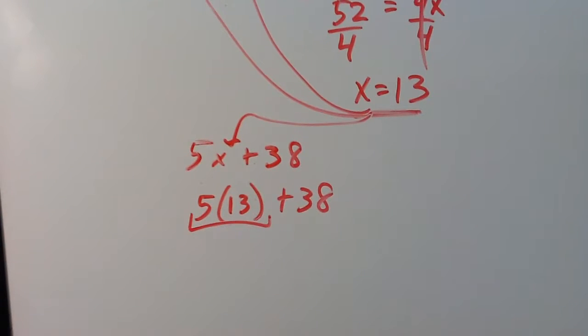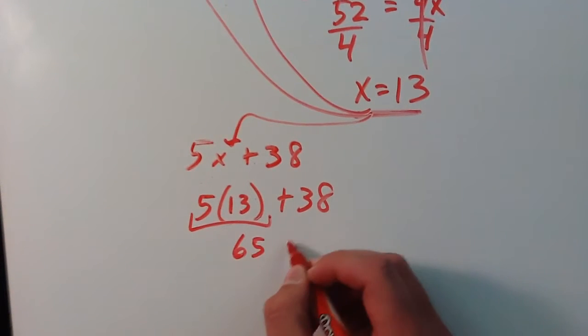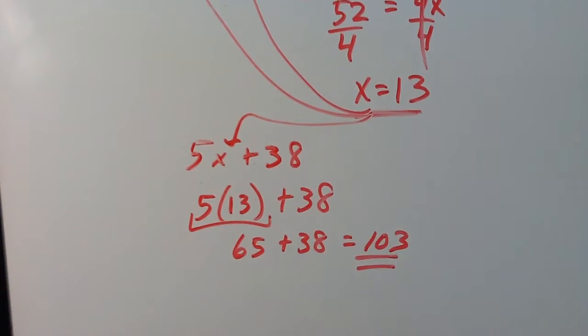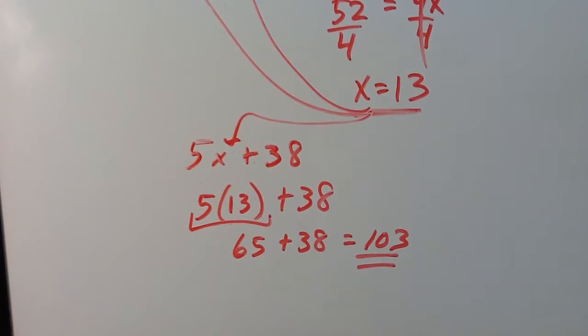Got to multiply before I can add. 5 times 13 is 65, and then when you add 38, you get 103. So the length of one of the sides is 103. Now let's just make sure that we've actually solved for the variable correctly. And so let's plug it into the other expression also.